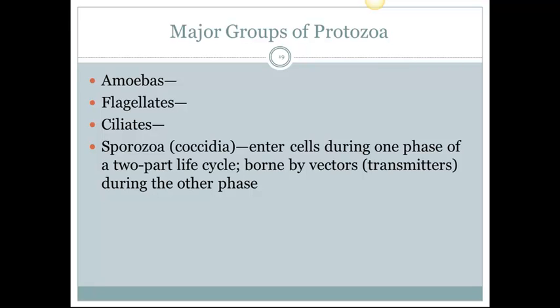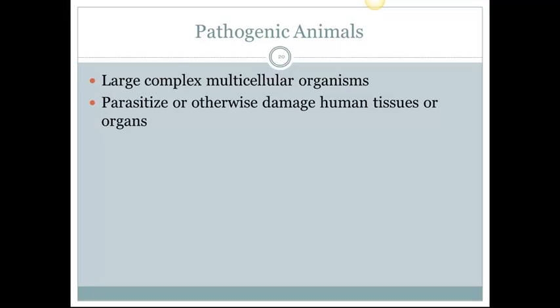Sporozoa enter the cell during one phase of a two-part phase of their cycle. They are borne by vectors or transmitters, and then during the other phase. Vectors are organisms that spread disease to others. They are oftentimes pathogenic animals, so to speak.